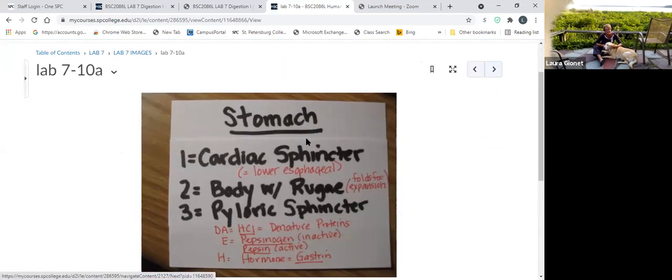All right, so we have the cardiac sphincter or lower esophageal sphincter, or esophageal sphincter is fine. Technically, it's the lower esophageal. We have the region of the body of the stomach, but really what we're trying to point to is the rugae. And then we have the pyloric sphincter.